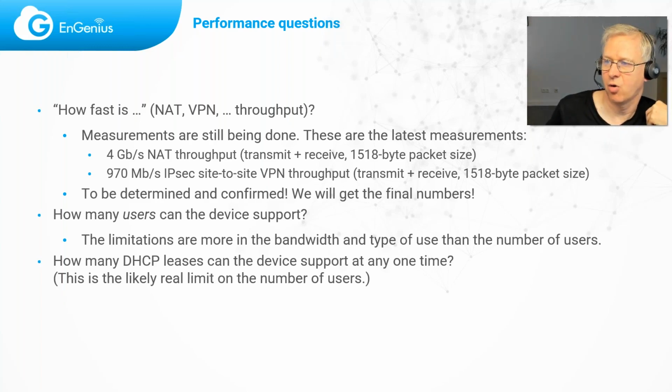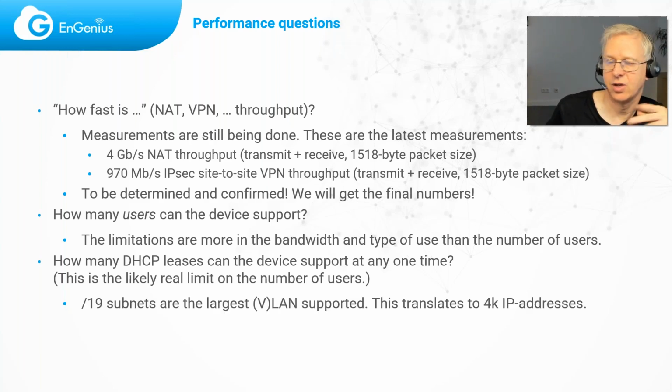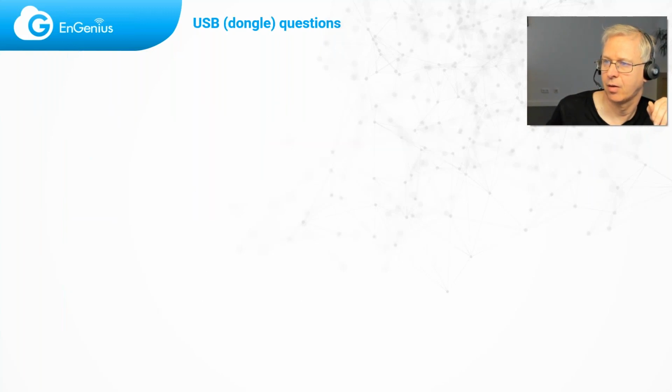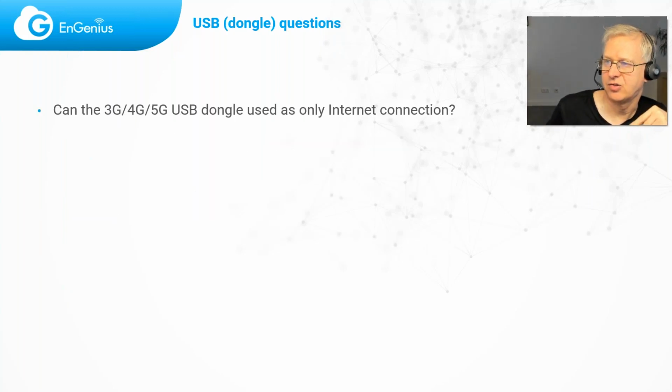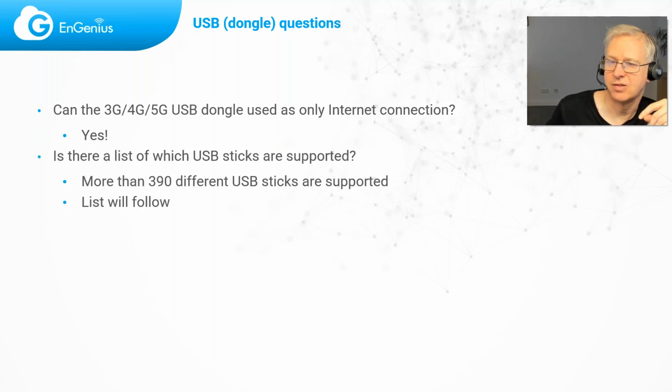One way to look at the number of devices that can be supported is the number of DHCP leases. I know that the largest subnet that's supported by our VLANs is a /19, which is 4K IP addresses. So I think that will probably be in the neighborhood of the number of devices that will be supported. But this still needs to be confirmed. I always said that if you use the USB dongle, you can use it as the only internet connection. There is a list, but it will follow. I haven't received it yet.